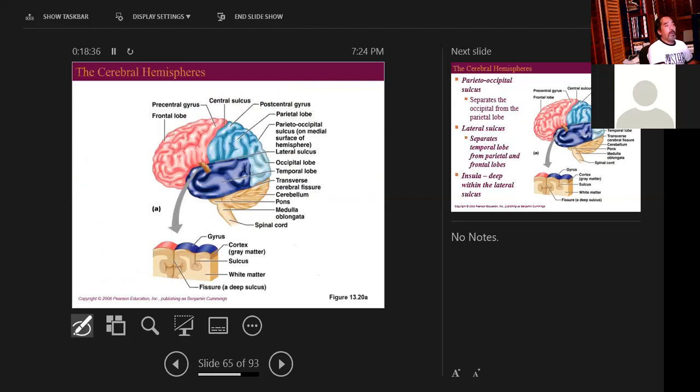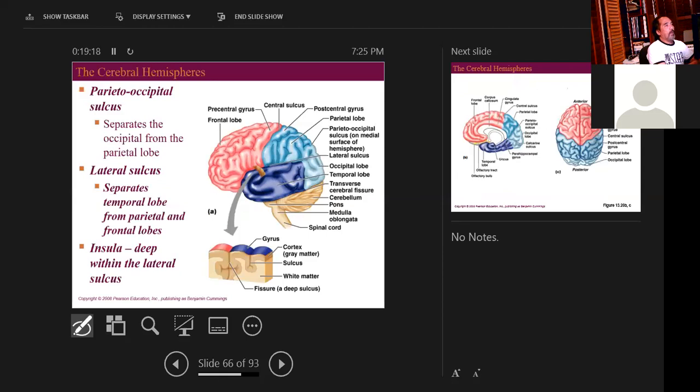So there is this central sulcus with the precentral gyrus and postcentral gyrus, and then there's an imaginary line between the parietal and occipital lobe. That's going to be called the parieto-occipital sulcus. Then this is the lateral sulcus, separating the temporal from the frontal and the parietal. That's called the lateral sulcus, okay? And again, I mentioned the transverse cerebral fissure, separating the cerebellum and the cerebrum, okay? And those are the different structures of the cerebral hemisphere.